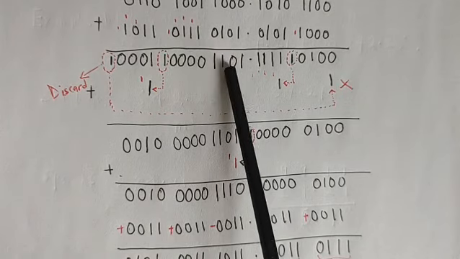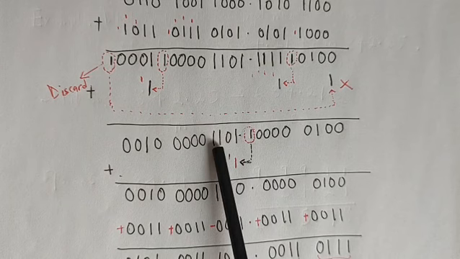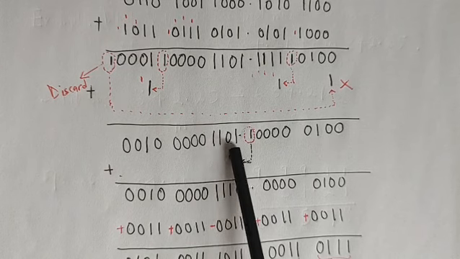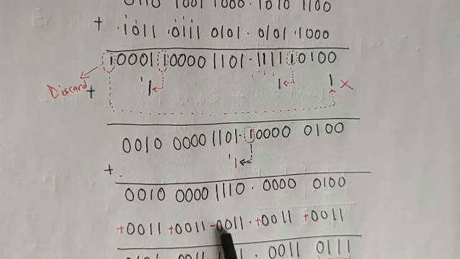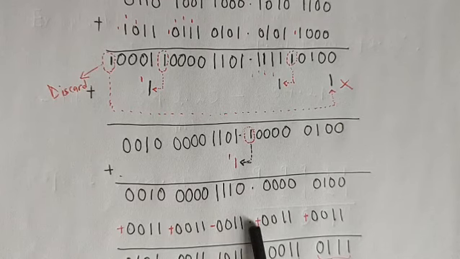Now this part did not generate carry. Also at this point no carry was generated, so therefore we need to minus 3. Okay, so 0, 0, 1, 1 represent 3.